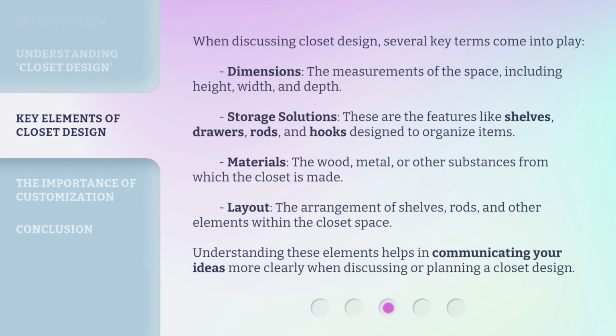When discussing closet design, several key terms come into play. Dimensions, the measurements of the space, including height, width, and depth. Storage solutions. These are the features like shelves, drawers, rods, and hooks designed to organize items. Materials, the wood, metal, or other substances from which the closet is made. Layout. The arrangement of shelves, rods, and other elements within the closet space. Understanding these elements helps in communicating your ideas more clearly when discussing or planning a closet design.